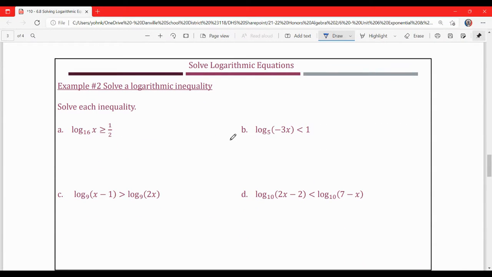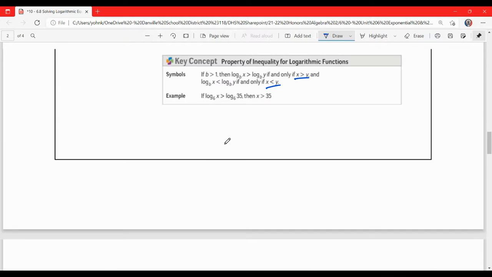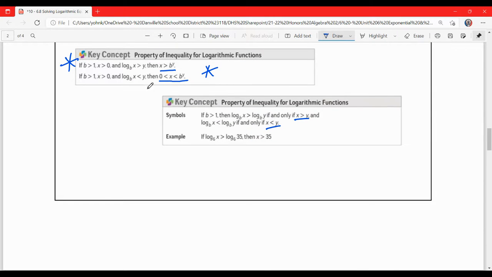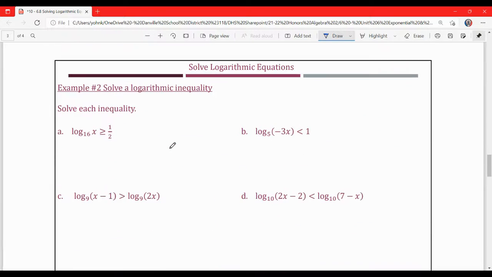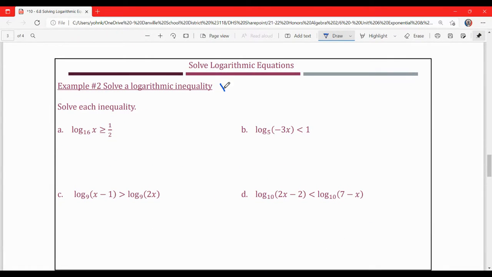Letter A, solve the inequality: log base 16 of x is greater than or equal to a half. So remember, if you have a single log, I need to look back at the rules. I have a log is greater than, so I need to rewrite this as x is greater than b to the y.